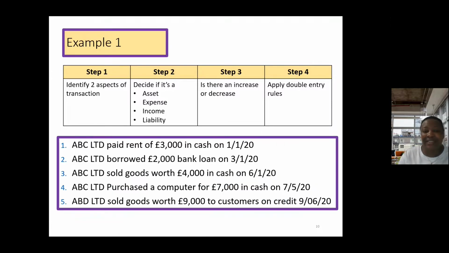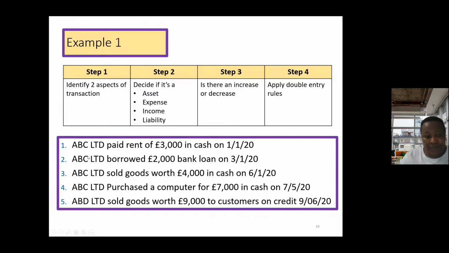Okay, so let's go to the next example. Let's try another example. We'll try 5 more examples, but I want us to take note of the steps. So the first step was, first of all, we identify the aspects of the transaction. In the previous example, we saw that they were computer and cash. So you identify them. Then what groups of accounts do they fall into? And then was there an increase or decrease? And then we apply the double entry rule. The double entry rule says for every debit entry, there is a corresponding credit entry.